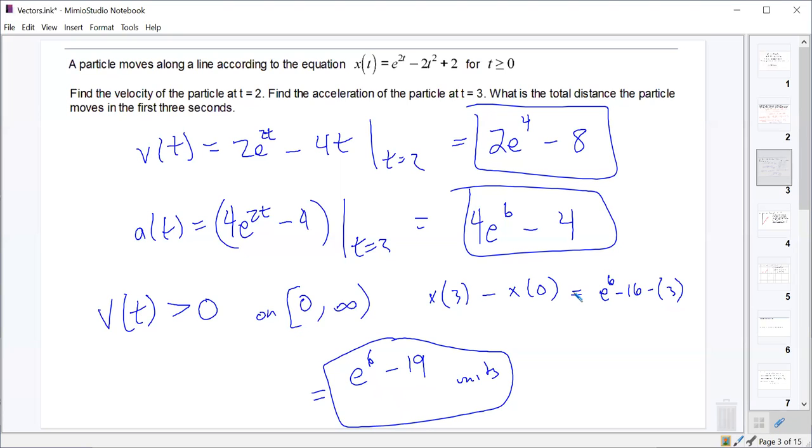Also, wouldn't it be for x of 3, isn't it e to the 6 minus 18 plus 2? Ah, I forgot that. Yeah, I at least did my arithmetic right. Any other questions on that?